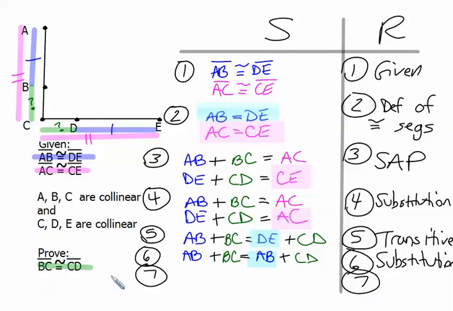Step number 7, now we're close to where we want to be. We can subtract off the AB from both sides, and we'll get that BC is equal to CD. That was just subtraction.